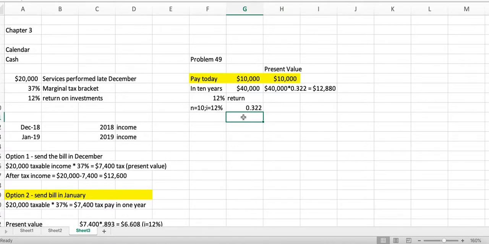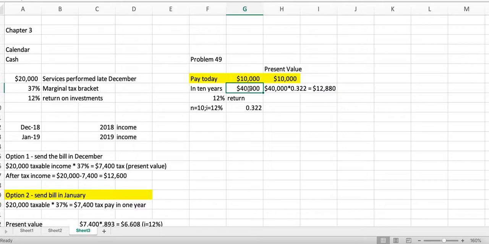And so, again, it's just understanding present value. What that means is if I took $12,880 today and put it in a bank account for 10 years and earned 12%, I would have $40,000 at the end of 10 years. And that's basically the way you have to analyze that.